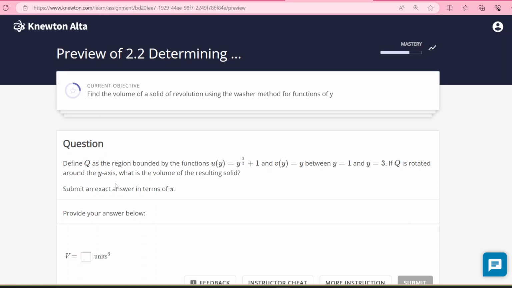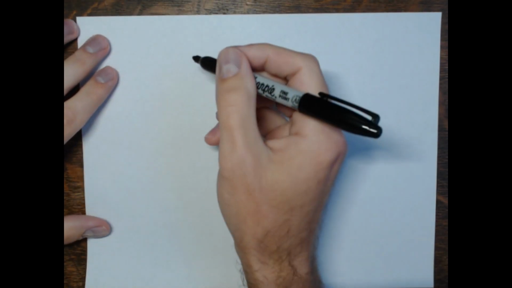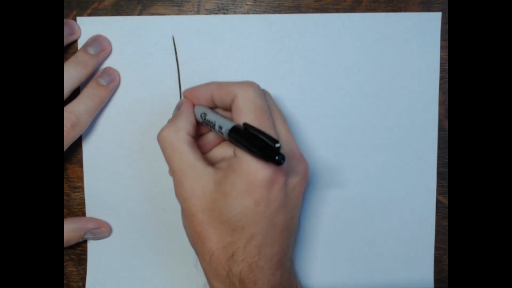So this time, rotating my region around the y-axis. Again, I'm going to draw the region, make a washer, draw a thin little rectangle that would create a washer when I rotate it around the y-axis, and then set up the integral for the volume of the whole solid.